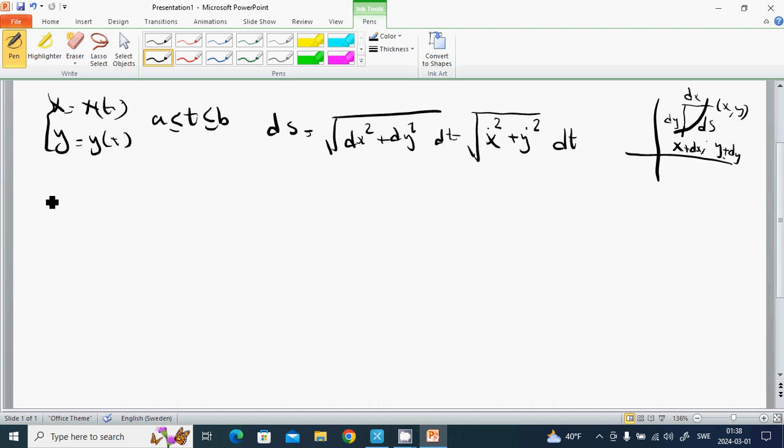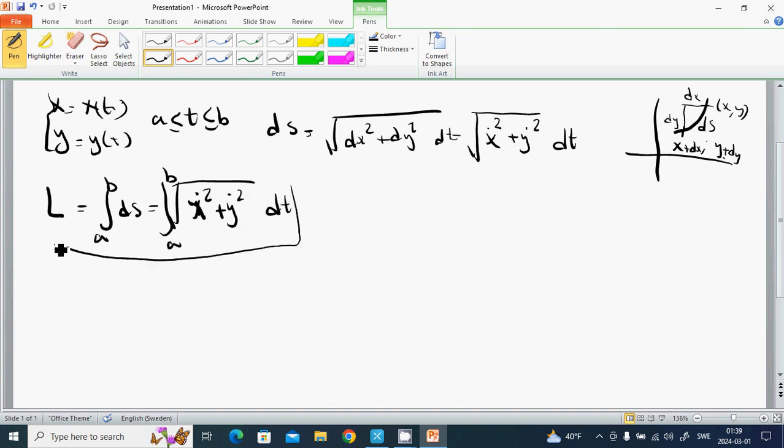Then L equals the integral from a to b of ds, which is the integral from a to b of the square root of x prime squared plus y prime squared, dt. It is then the formula.